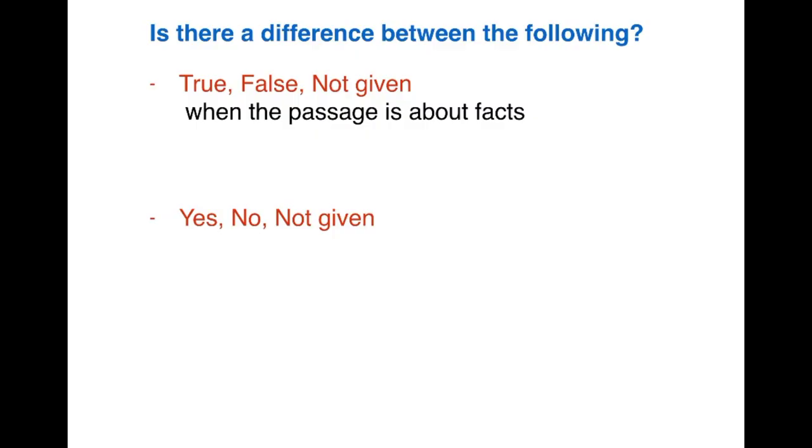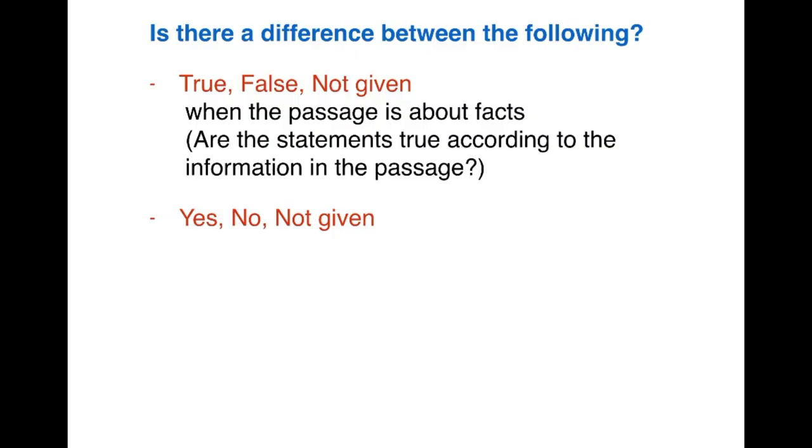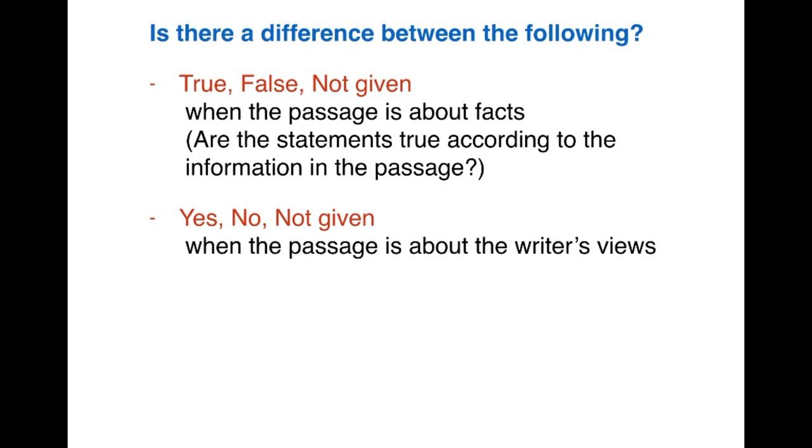So the question will say something like this: are the statements true, false or not given according to the information in the passage? On the other hand, the exams use yes and no when the passage is about the writer's views or opinions. So it's not about facts this time, it's the writer giving some views.